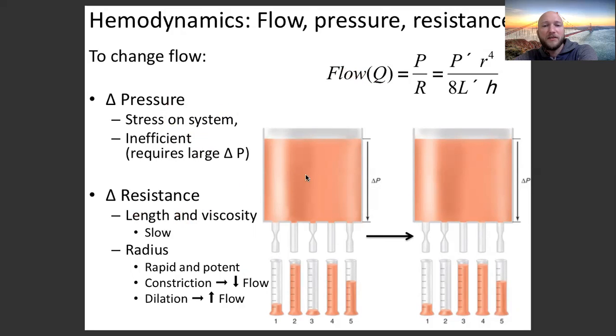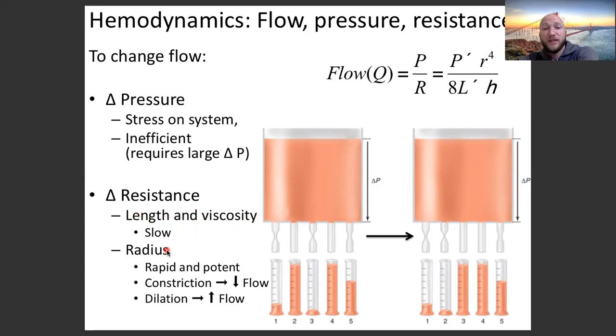Length and viscosity affect this variable right here, but it's slow. If you need to change flow quickly, you can't just grow more tubes and increase the length. You can't just change the viscosity. They can happen over time, but it's really slow. You put on 10 pounds, you're going to have a longer length of vessels. Start smoking, get dehydrated, your viscosity will change.